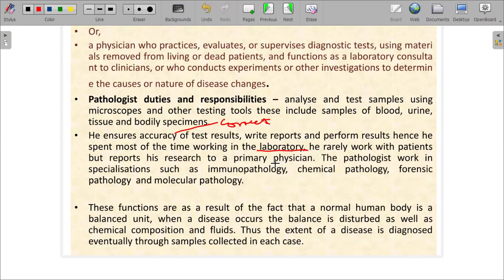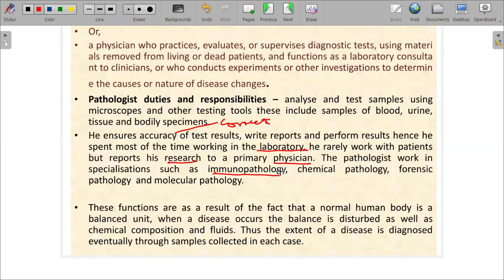And then what we are saying is that the investigations and the research that he does are communicated to his primary physician, where we need to understand that these pathologists work in specializations such as immunopathology, where he can also understand the weakening of the immune system, what is causing the immune system to be weakened.